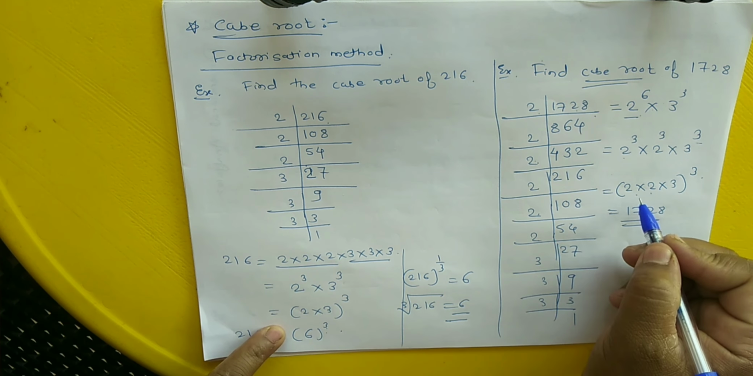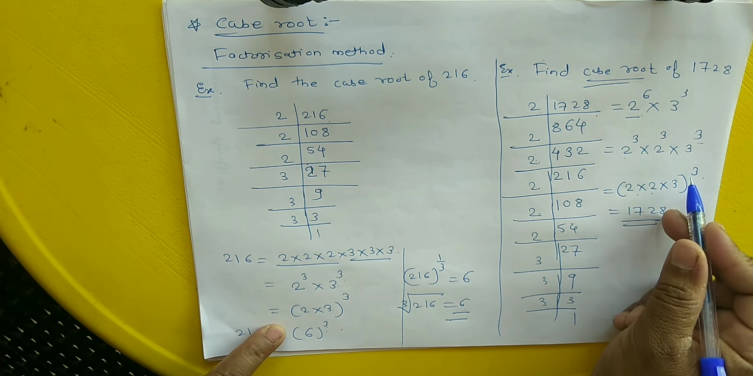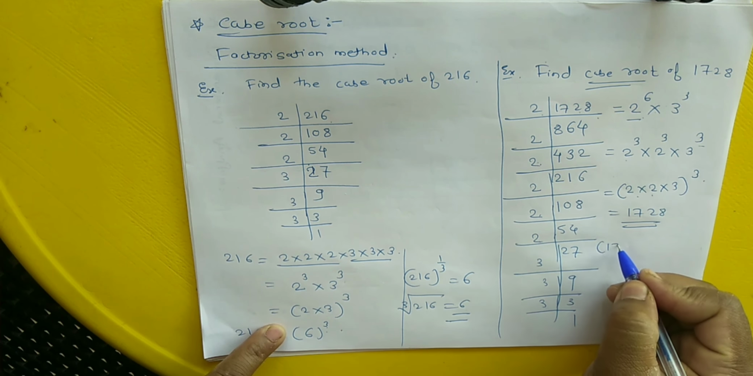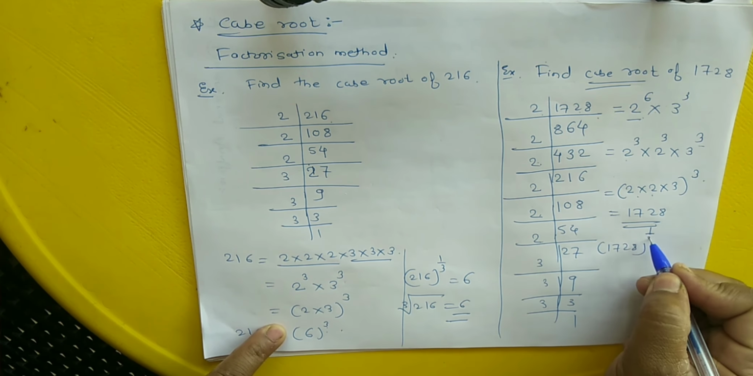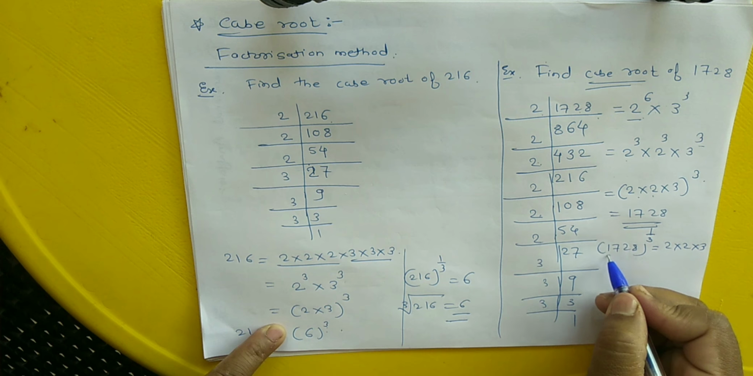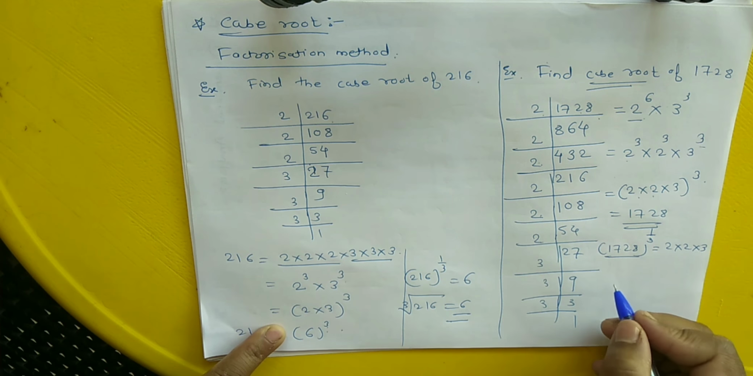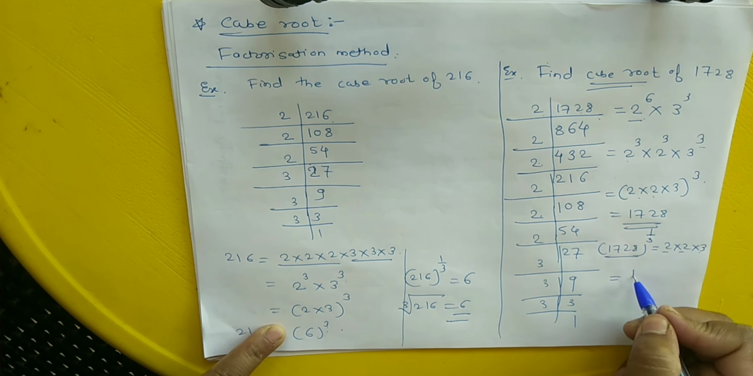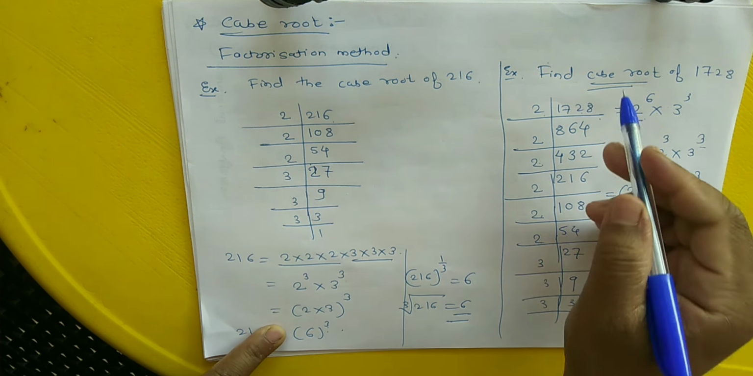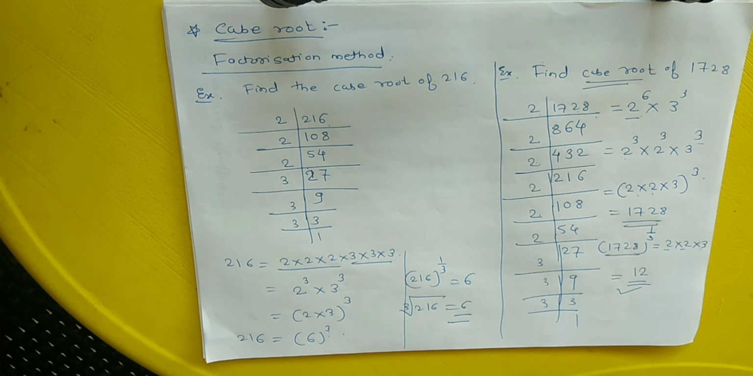Okay, so it indicates the cube root of 1728. So we know that whenever this power is shifted to the other side, instead of 3 it becomes 1 by 3, which is equal to 2 into 2 into 3. Yes, so this 1 by 3 indicates the cube root of 1728. So 2 2s are 4, 4 3s are 12. So what is the answer? 12. The cube root of 1728 is 12, correct? So I hope all of you understood cube and cube root.